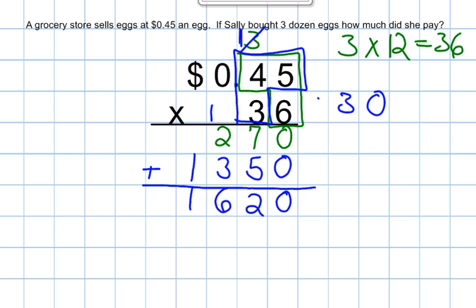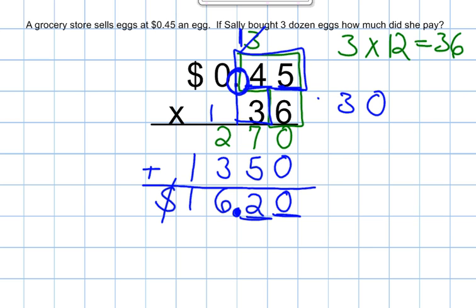However, remember this decimal hiding in here? We've got to make sure we go back and put that decimal back in now. And since we were working with cents, we have 2 place values, so we want to put those cents back in. We're going to have 2 place values at the end, 1 place value here, 1 place value here. And we're going to put our decimal there. We're going to put our dollar sign there. And we have an answer of $16.20.